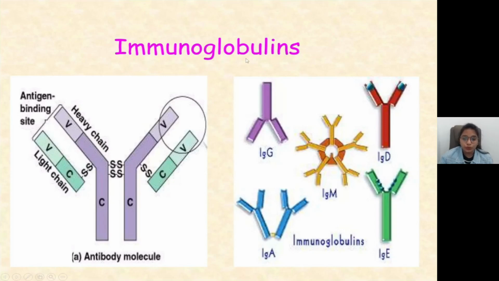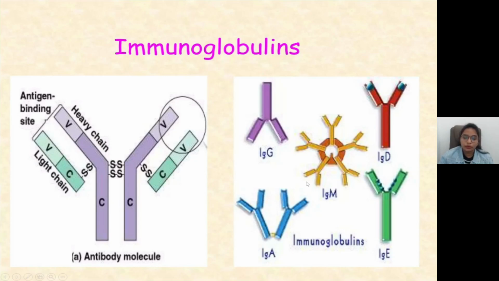What are immunoglobulins? Immunoglobulins are molecules that can bind with serum proteins or that can bind with antigen. This will be a heavy chain. They will bind through disulfide bonds. This is the variable chain, and this is the constant chain.